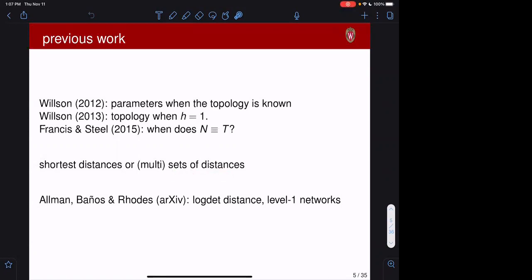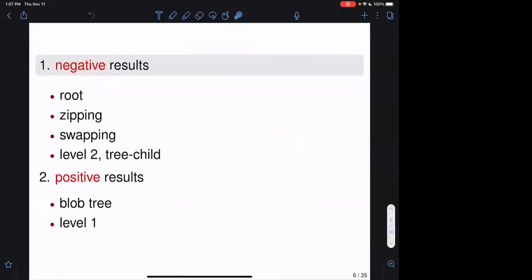And then very recently, Elizabeth Orman and Hector Baños and John Rhodes had a preprint on a distance that seems to be very, very close to the log distance. So this is really using data. And they showed that for the most part, level 1 networks are identifiable. So I'm going to show you some results that really focus on local features of the network and some global features of the networks. And I will have a lot of bad news and then some good news.